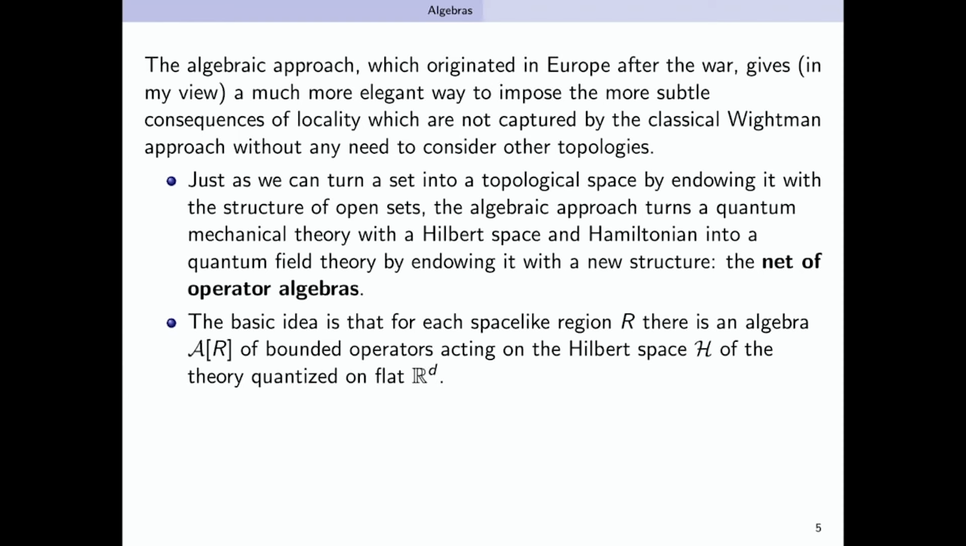Right, so what is the structure of the net of operator algebras? The idea is for each space-like region R, you associate an algebra A of R, which is a subset of the bounded operators acting on the Hilbert space of the theory quantized in Minkowski space. And here, when I say R^D, I mean Lorentzian.